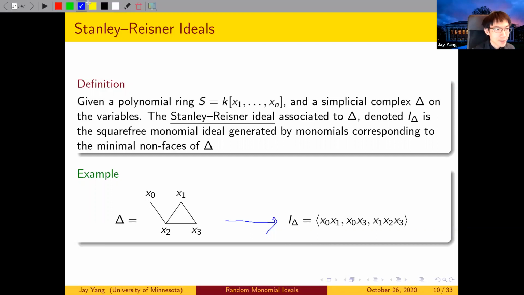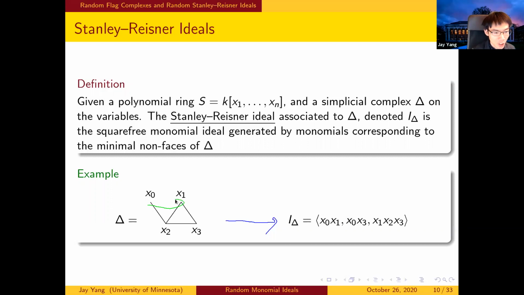So for instance, let me use a different color. This green non-edge, it's not there, gives us this first generator. And this red non-filled in region here, it's a little awkward to draw, but that region gives us that generator. And you can keep doing this. In this case, there's just three minimal non-faces that you can check.